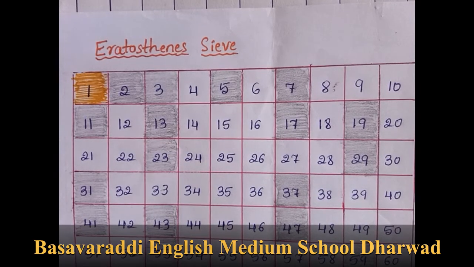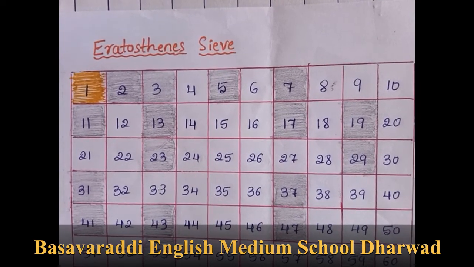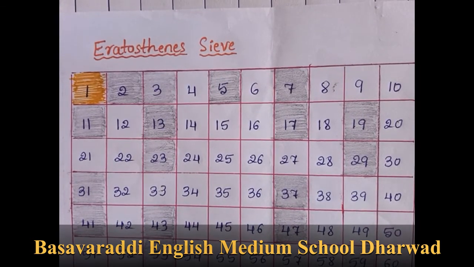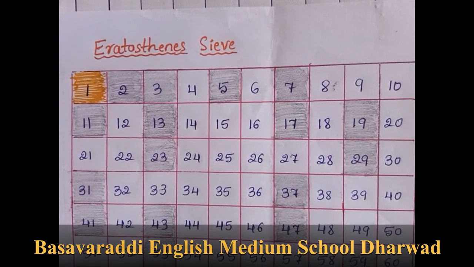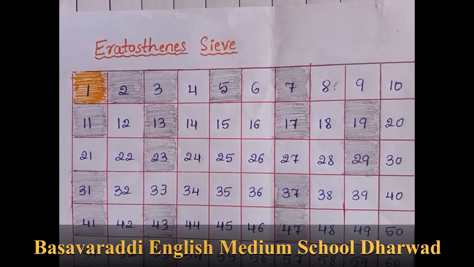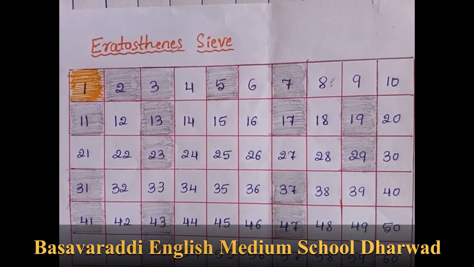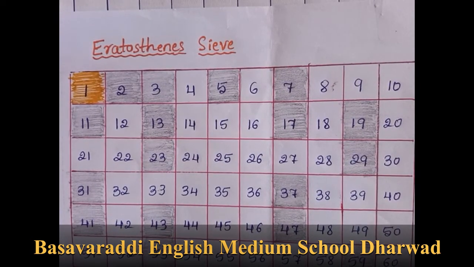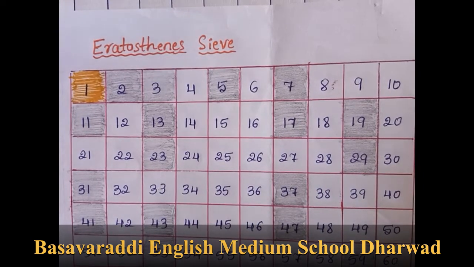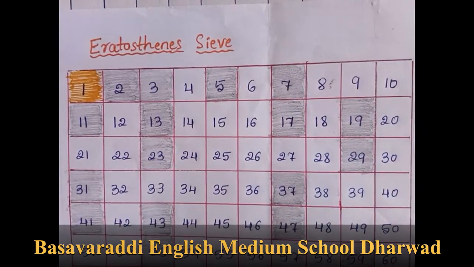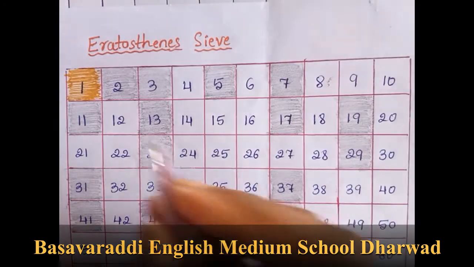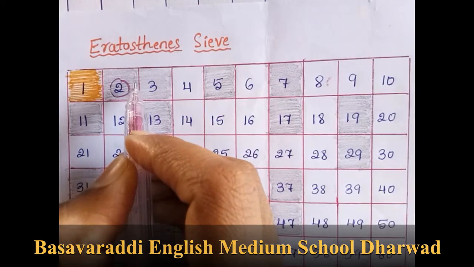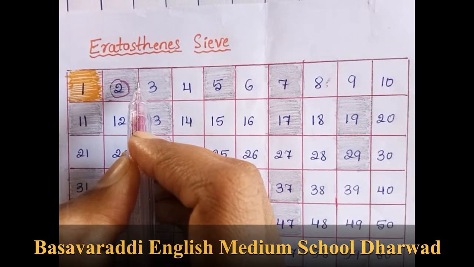First, write the numbers from 1 to 100 in a 10 by 10 grid. Highlight the number 1 with yellow because all prime numbers are greater than 1. Next, circle 2 and cross out all its multiples.